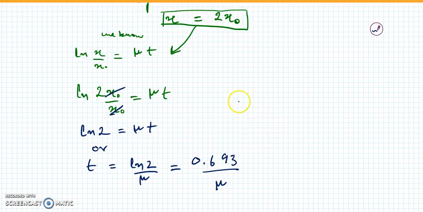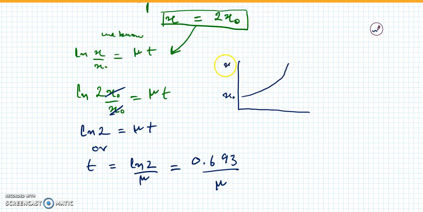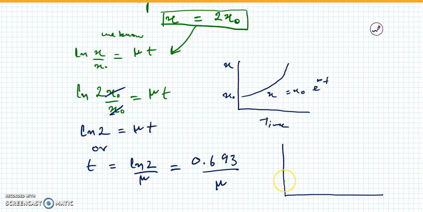We can represent this through the graph. There is an exponential increase from initial concentration to the final concentration. X is equivalent to x naught e raised power mu t, or we can express it in a logarithmic graph, and we will get a straight line with slope equivalent to mu, the specific growth rate, from initial concentration x naught to x.